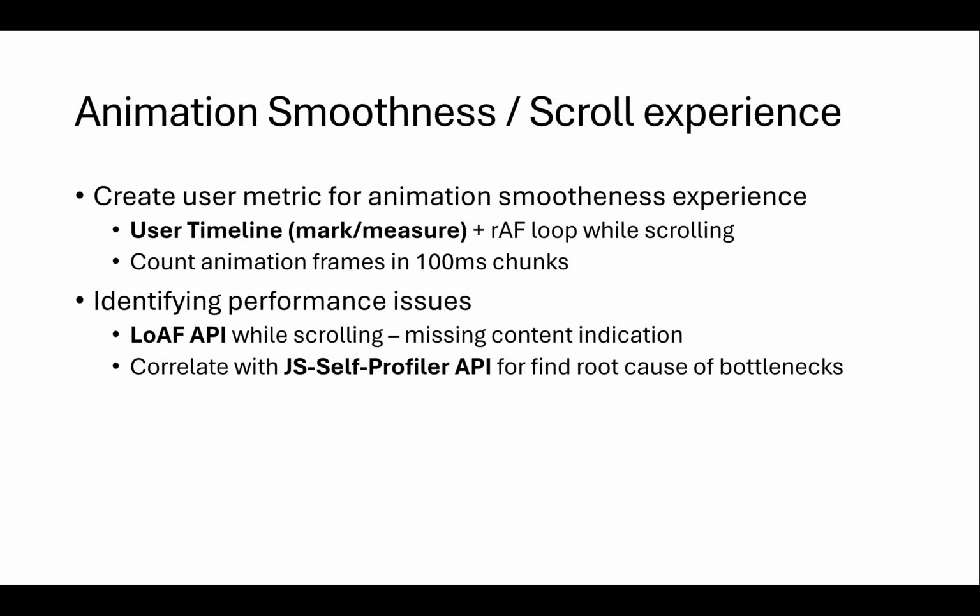We sometimes see that while the user scrolls, there's some lag or jank. Sometimes we see missing content. We were able to use LOAF and notice that it's correlated relatively reasonably, and therefore we use that as one indication. We also use the Self-Profiler API to find the root cause, like I explained earlier around responsiveness. We correlate the scroll chunks with specific call stacks, so we can understand the exact root cause.